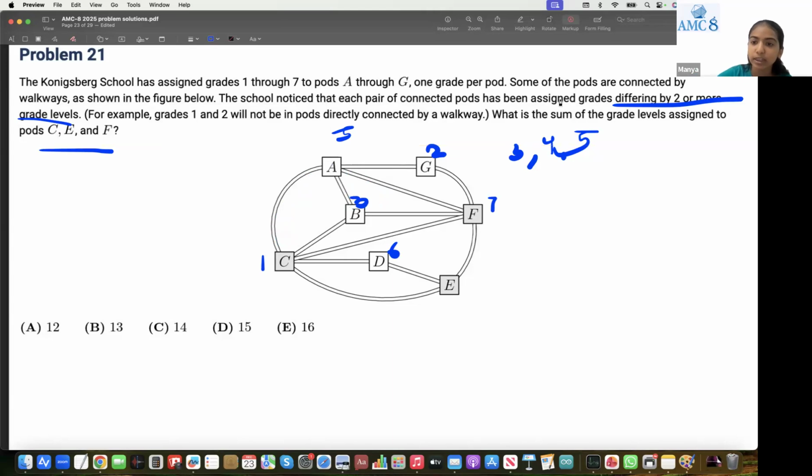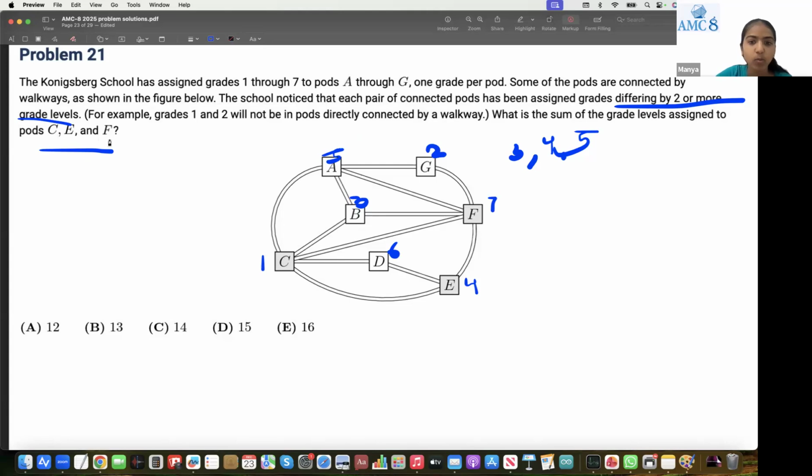Since, once again, the pods have to be separated by 2 or more grade levels, it would be looking something like this, and E would have to be 4. There's no other option for E. So this is what we have so far, and this will work if we try every scenario. Suppose that we try C and B. These differ by 2, and B and F differ by more than 2. So yeah, this would work.